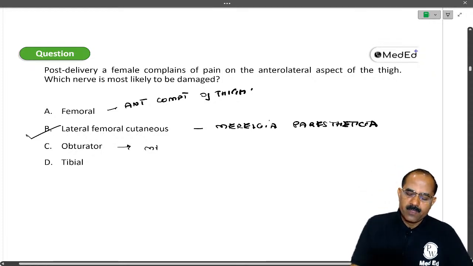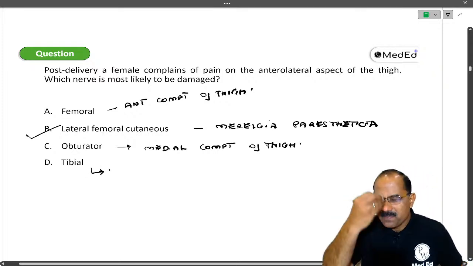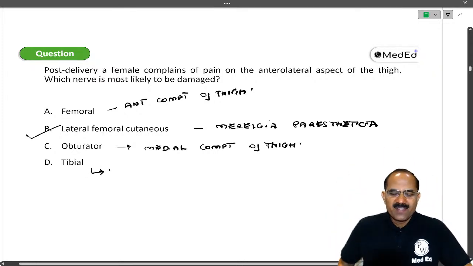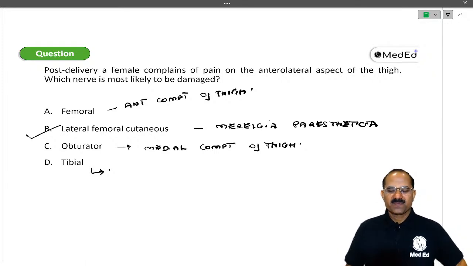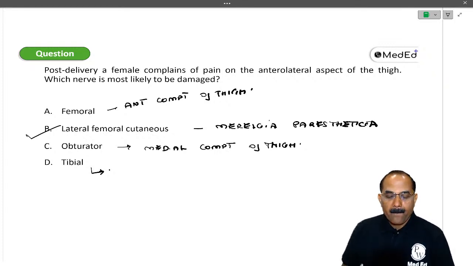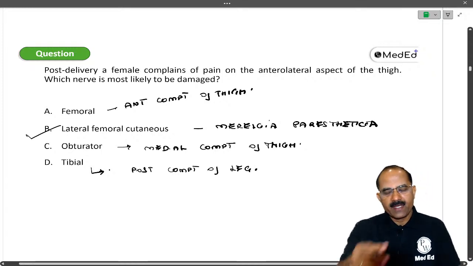Obturator nerve is a nerve of which compartment, children? Obturator nerve is a nerve of the medial compartment of the thigh. Right? Obturator is a nerve of the medial compartment of the thigh, and tibial is a nerve of which compartment? Yes, speak up, children. Tibial nerve is a nerve of... any guesses? Tibial. Tibial nerve is a nerve of the posterior compartment of the leg. Posterior compartment of the leg. What is the nerve of the posterior compartment of the leg?